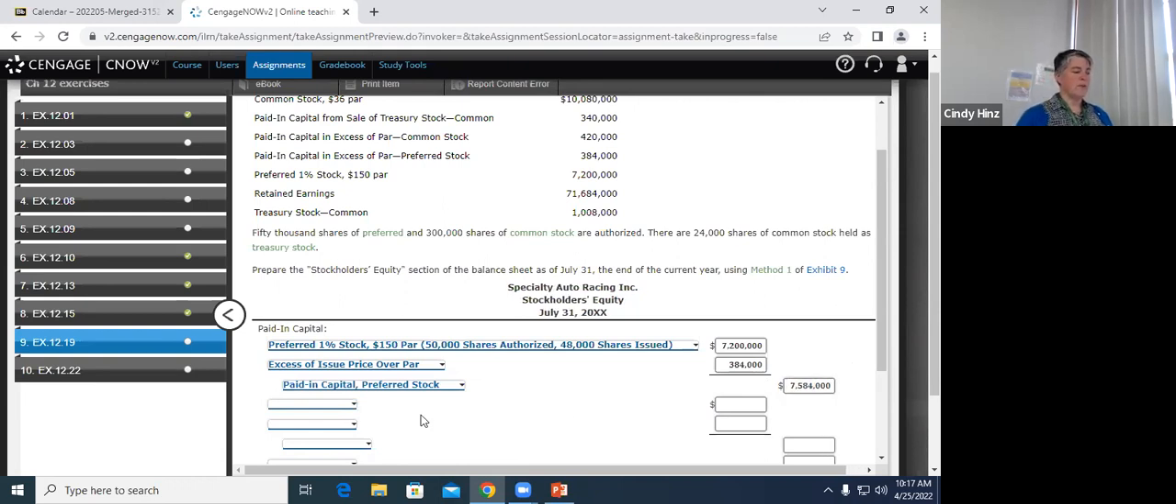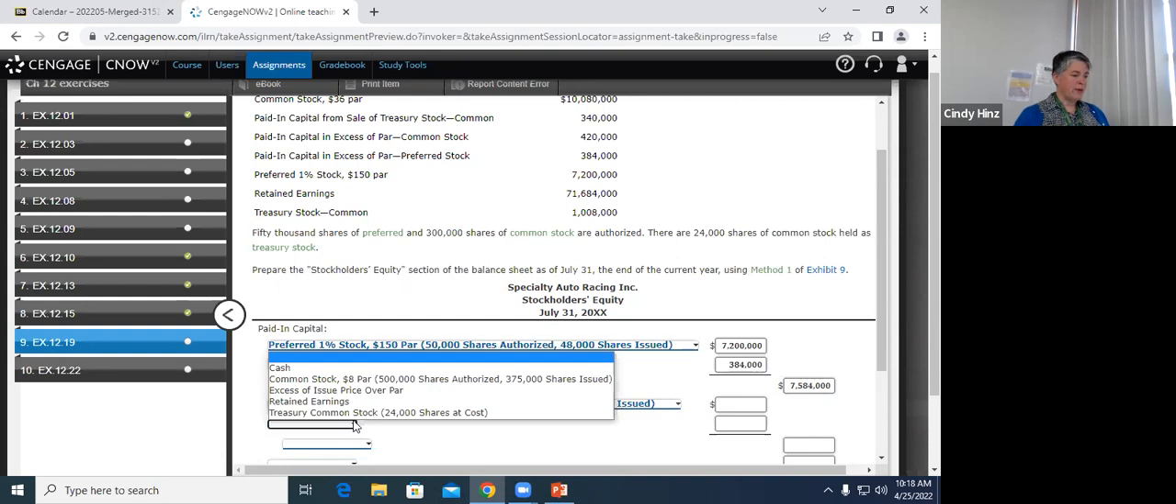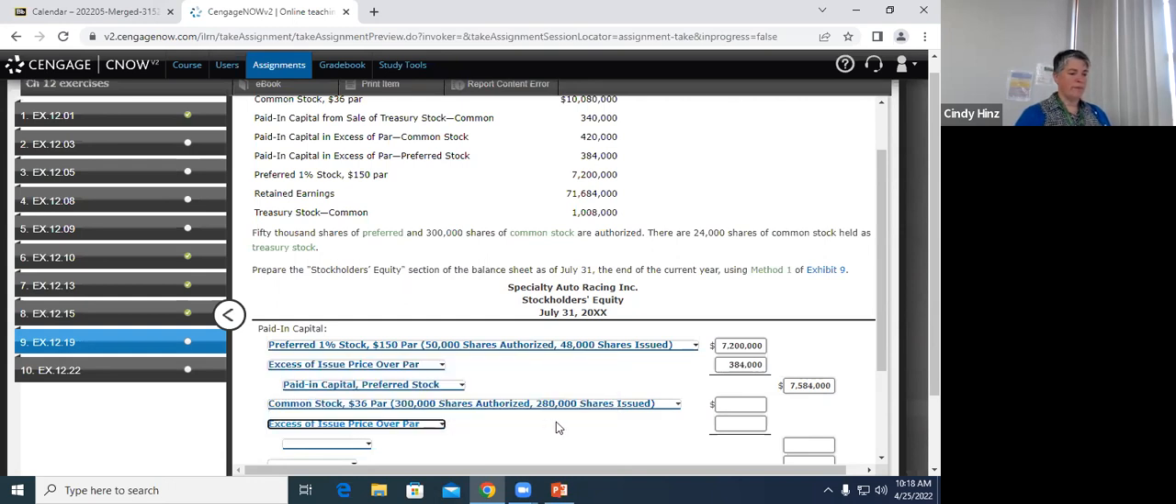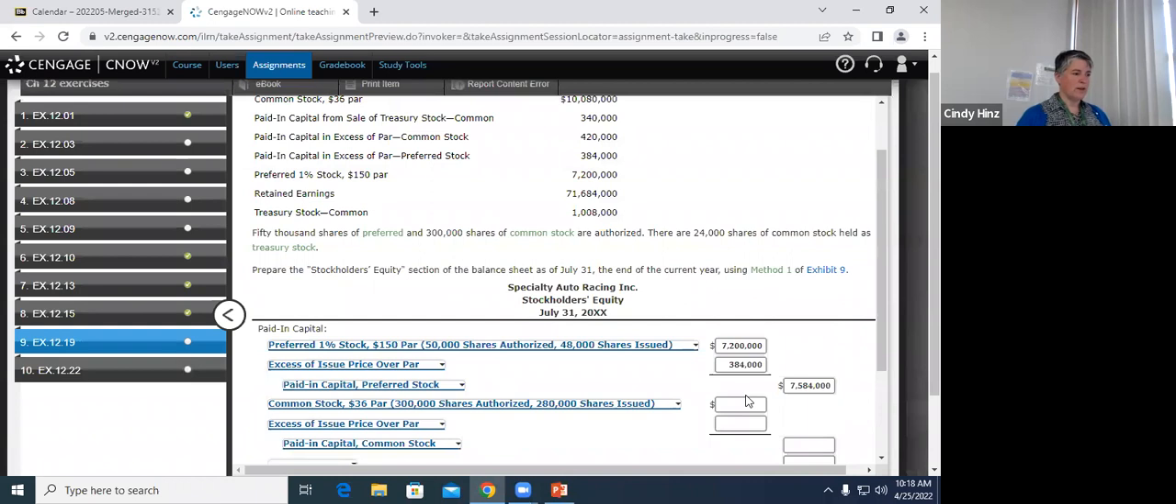And we do the same thing for the common stock under method 1, where we have the par value. Then we give the additional paid-in capital for the common stock, and then we'll have the total for the common stock. So go ahead and fill those numbers in from what's given in the exercise.